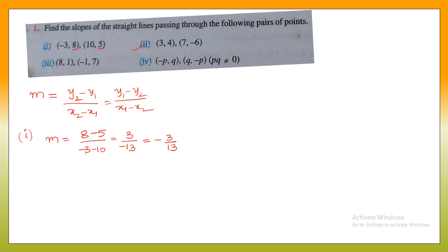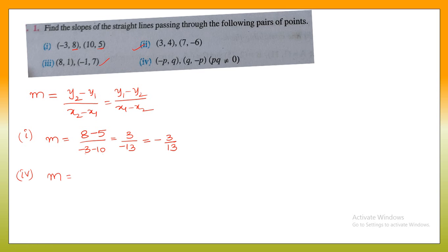So this is the first question, and the second and third questions, you try it. Next I am moving on to question number 4, right? So question number 2, question number 3, do it yourself. Please try to solve, right? Next, moving on to question number 4.